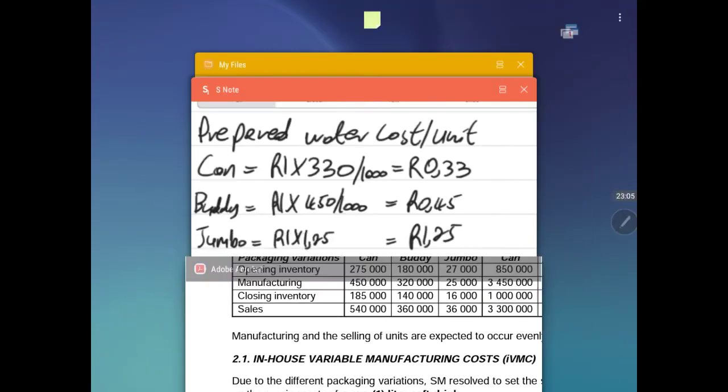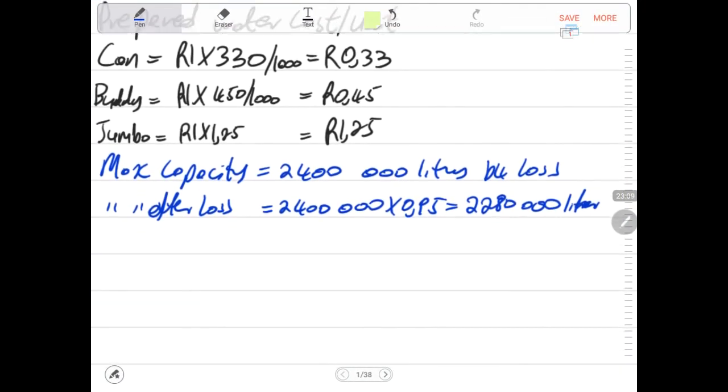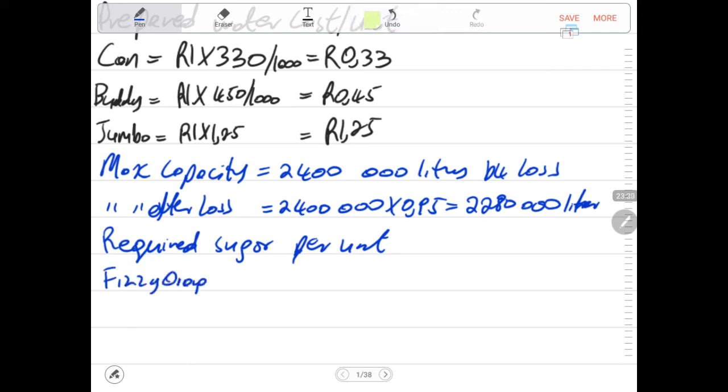Now let us take this one a little bit further. Then we put our required sugar per unit. Our required sugar per unit will be for fizzy orange first. We start with fizzy orange. Then after we have fizzy cola.